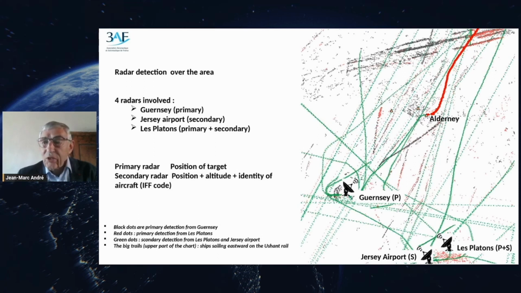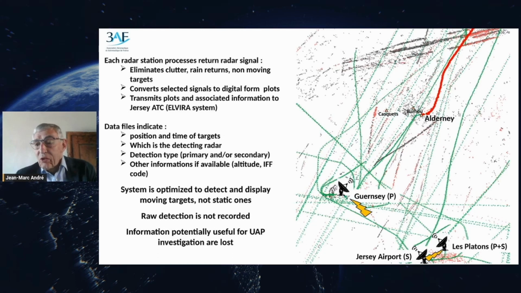A secondary radar allows an aircraft equipped with a transponder to send back information along with the return radar signal. This information includes its identity and altitude. This is very useful and very easy to use. To fully understand what we can get from the files and to know their limitations, it's necessary to explain how the system works.